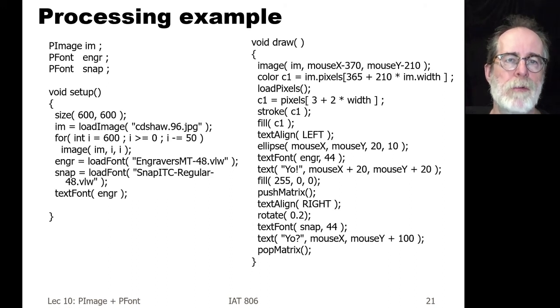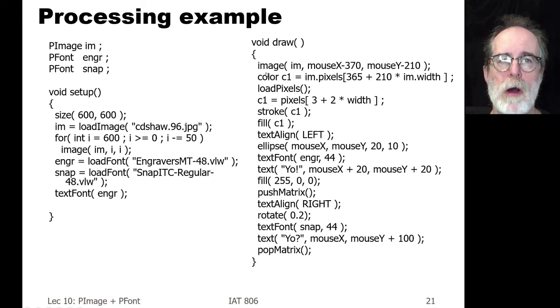Use your own image when you do yours. What this program does is, at setup, it draws the image of me a bunch of times from xy equals 600, 600, all the way down to 0, 0, and you will see that very briefly. And then it loads the two fonts here and sets the text font to be the engraver's one.